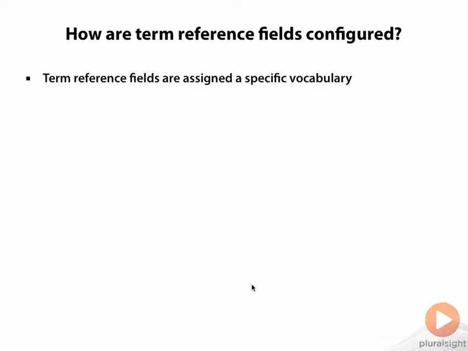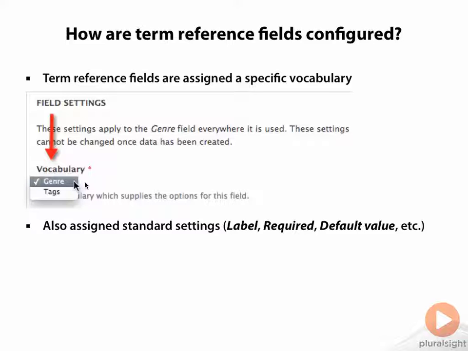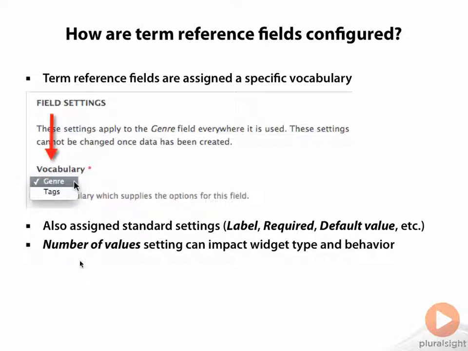With that field type added, you will configure the field with one specific vocabulary from those that you've enabled for your Drupal instance. In addition to assigning the vocabulary, you would assign standard settings like label, required, default value, etc. You'd also find that the number of values setting will have an impact on the widget type and behavior the way it has with other field types that we've seen.